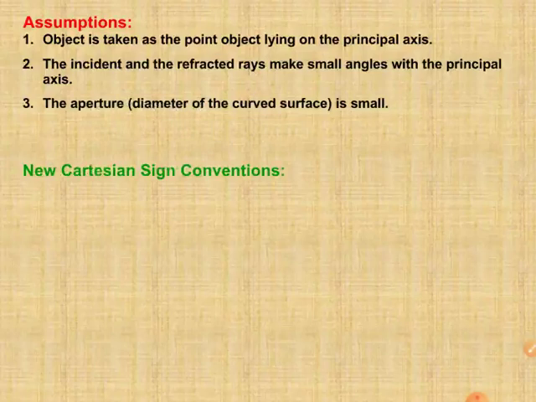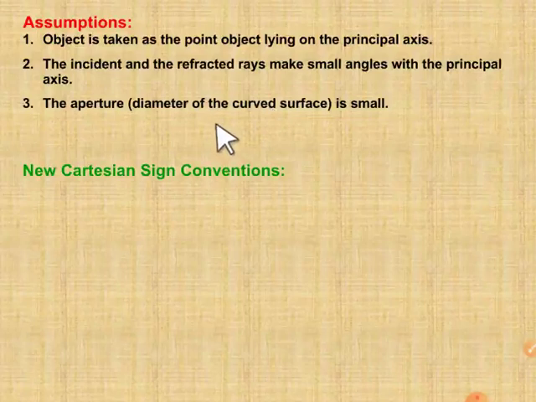Now let's see the new Cartesian sign convention. This sign convention, the new Cartesian sign convention, will be followed while studying refraction through the spherical surface, and this will also be followed at the time of the Lensmaker formula.